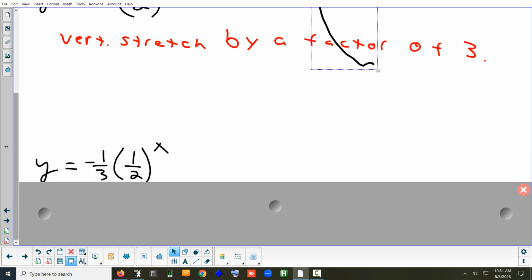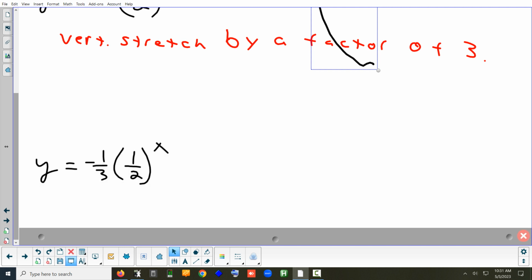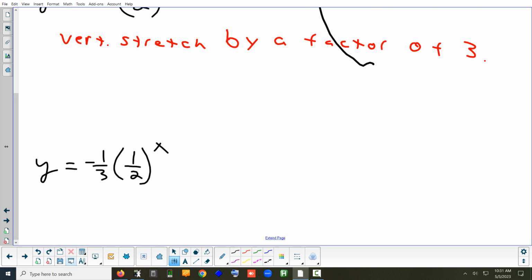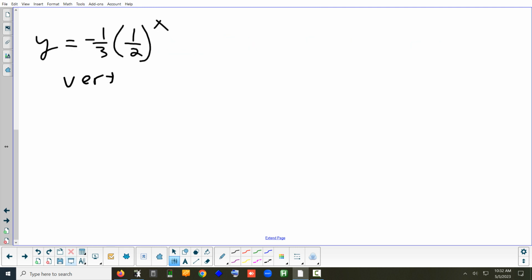And let's look at this one. Y equals negative 1/3 times 1/2 to the x. Okay, what's going to happen in this one? Just tell me the first part. Vertical stretch by factor of 1/3. Okay, so let's start with that. Vertical stretch by factor of 1/3. And if we stretch by 1/3, can someone remind me again, what does that really mean you're doing?